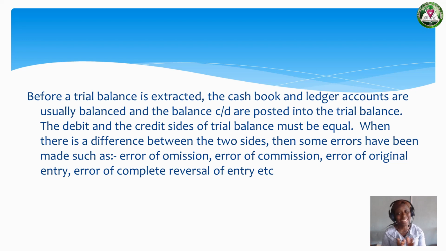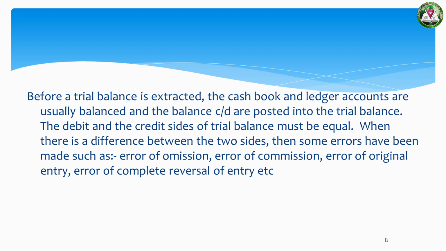Okay. Remember, the debit side and the credit side of the trial balance must be equal. And when there is a difference between the two sides, then some errors have been made, such as, 1. Error of omission. It might be that you omitted a figure, you omitted a transaction. 2. Error of commission. It might be an error that you committed, maybe you brought in a figure that shouldn't be there. That is error of commission.